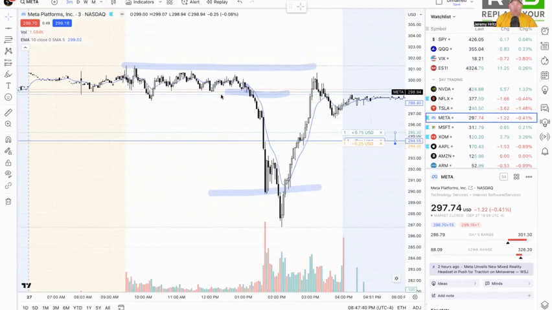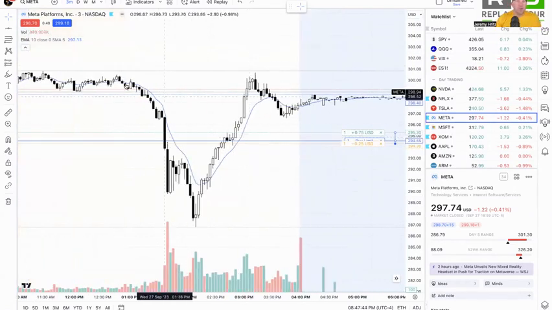Moving the lines. Yeah, that's the other thing, and I think I mentioned this yesterday. So for instance, let's say that we entered a trade.